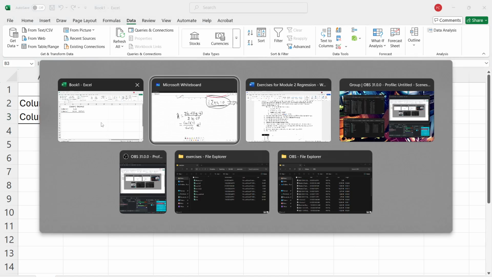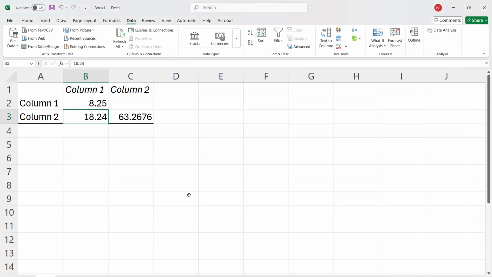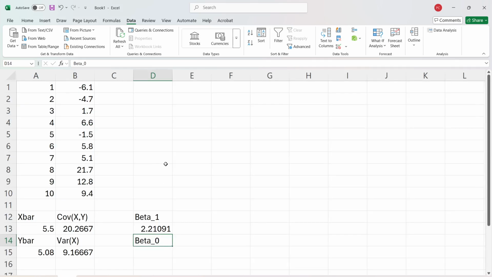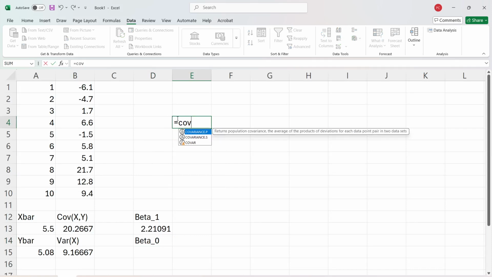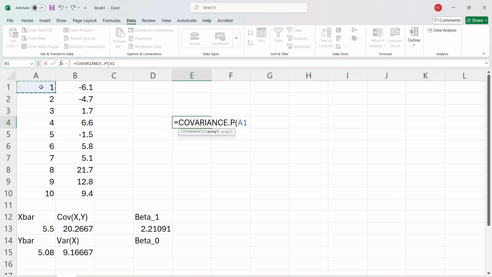And I'll verify that I can get those numbers over here in sheet 1. So let me say cov.p, right? If I grab covariance.p, x with y, I should get that 18 number that we were just looking at.